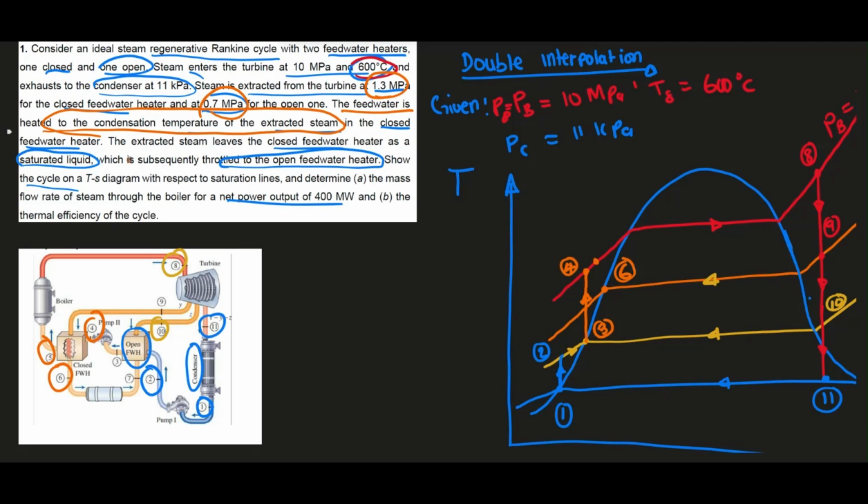And what else? The extracted steam leaves the closed feed water heater as a saturated liquid. Okay, cool. So it leaves as a saturated liquid at state 6. That's when it's leaving, so that's saturated liquid. That's why state 6 is exactly on the saturated liquid line. All right.